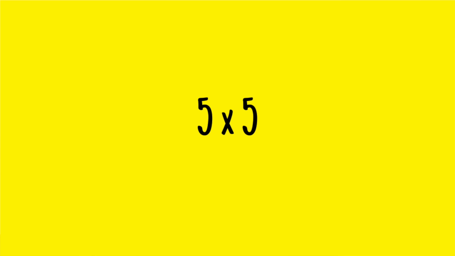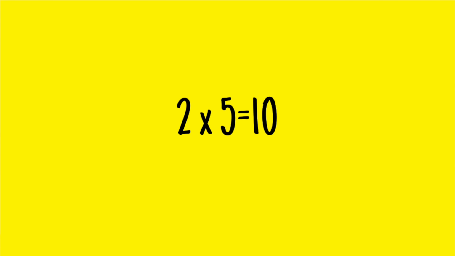All right, let's say you have 2 fives, okay? We know that 5 plus 5 equals 10, okay? But to write this as a multiplication problem, we will write it as 2 times 5 because 5 appears here 2 times. So 2 times 5 equals 10, okay?